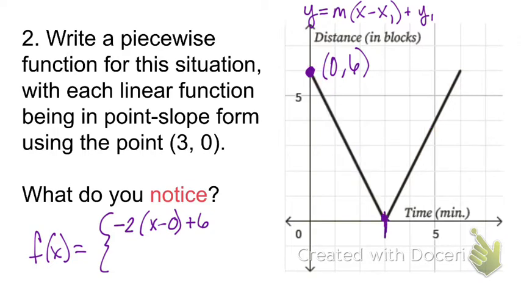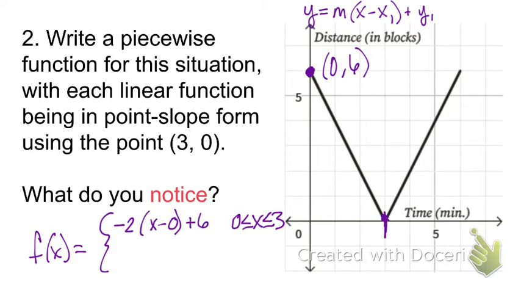3. It goes from 0 to 3. Okay, we're looking at the domain. So we're looking at all the x values that I can use. This equation is telling me I can use 0, 1, 2, and then it has to stop at 3.